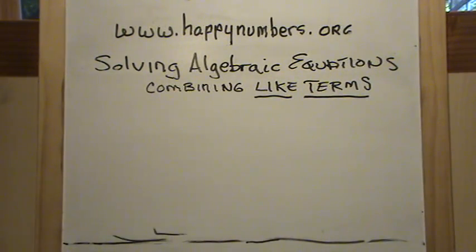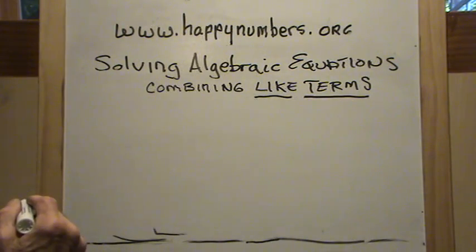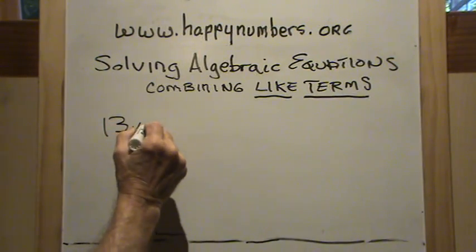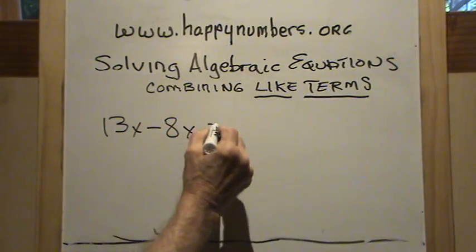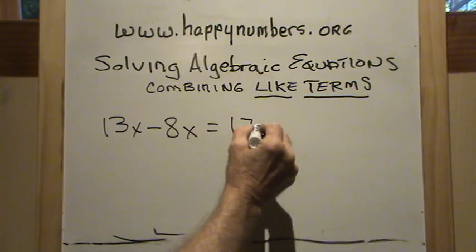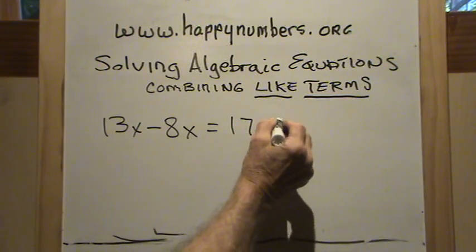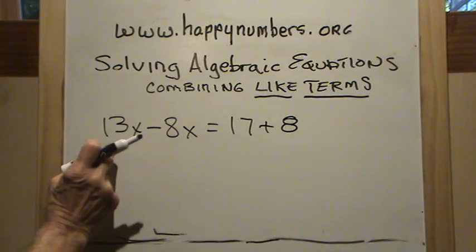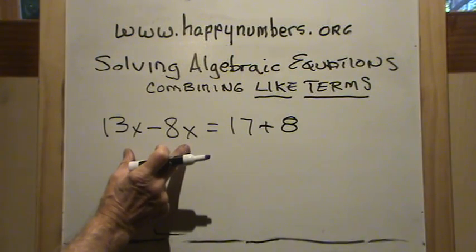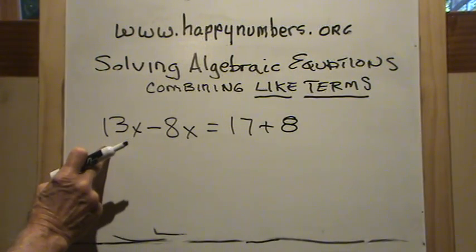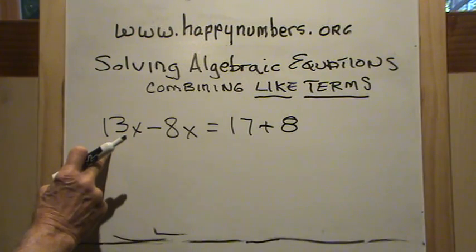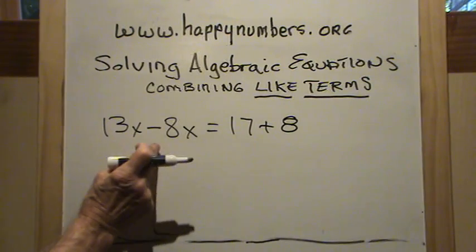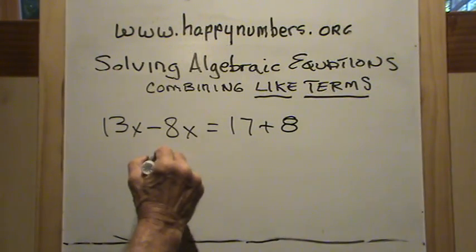Let's take a look at a problem for you. Let's give you this one. 13x minus 8x equals 17 plus 8. Well, we have two like terms here. We have 13x and we have 8x. We can combine these. 13x minus 8x will give me 5x.